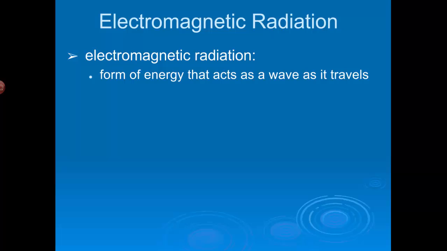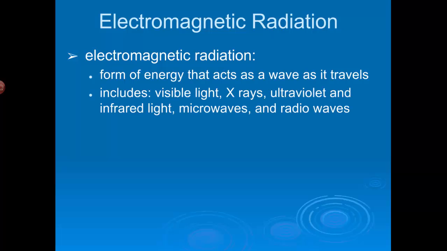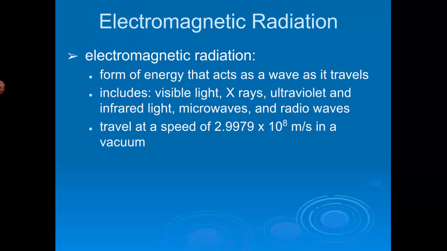Electromagnetic radiation is a form of energy. It acts as a wave as it travels. And it includes all sorts of types of energy that all fit under this umbrella. Visible light, so what you can see, X-rays, ultraviolet, infrared light, microwaves, radio waves, cosmic rays, gamma radiation. All of these things are traditionally thought of not as particles, as mass, but as energy.